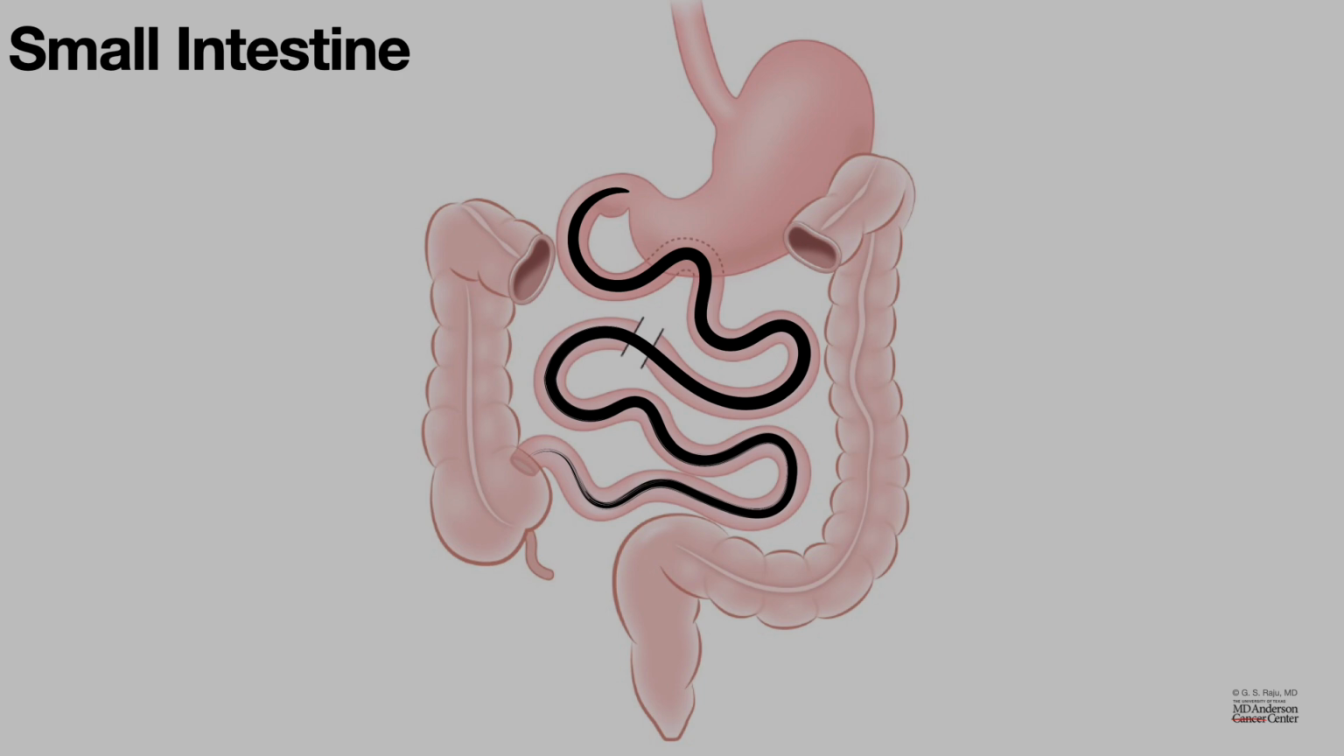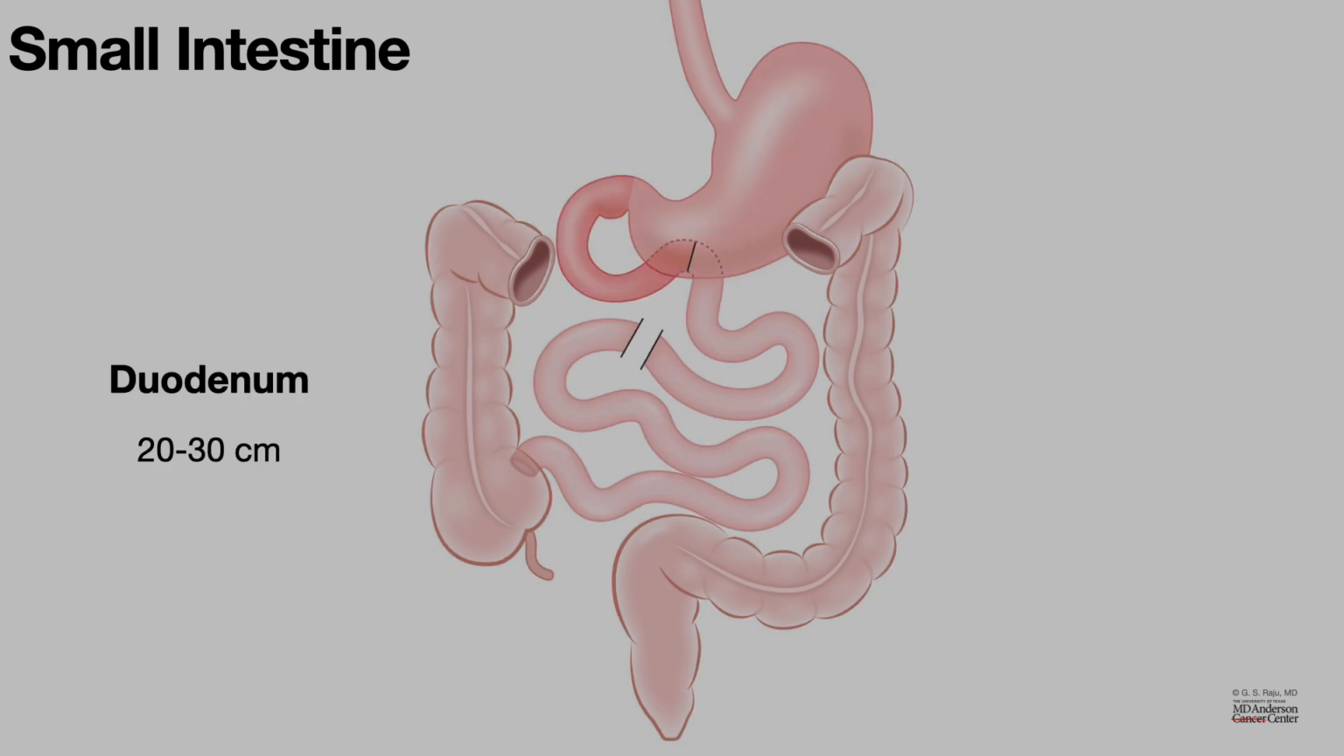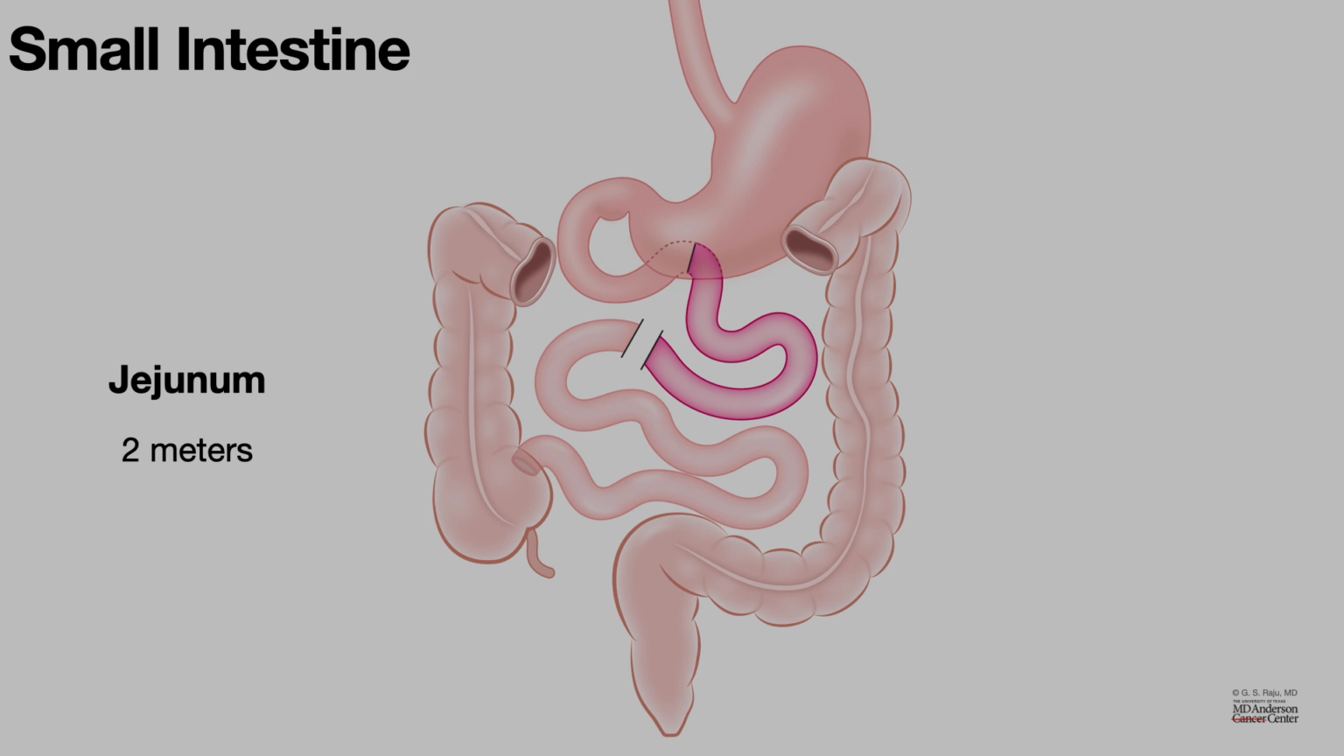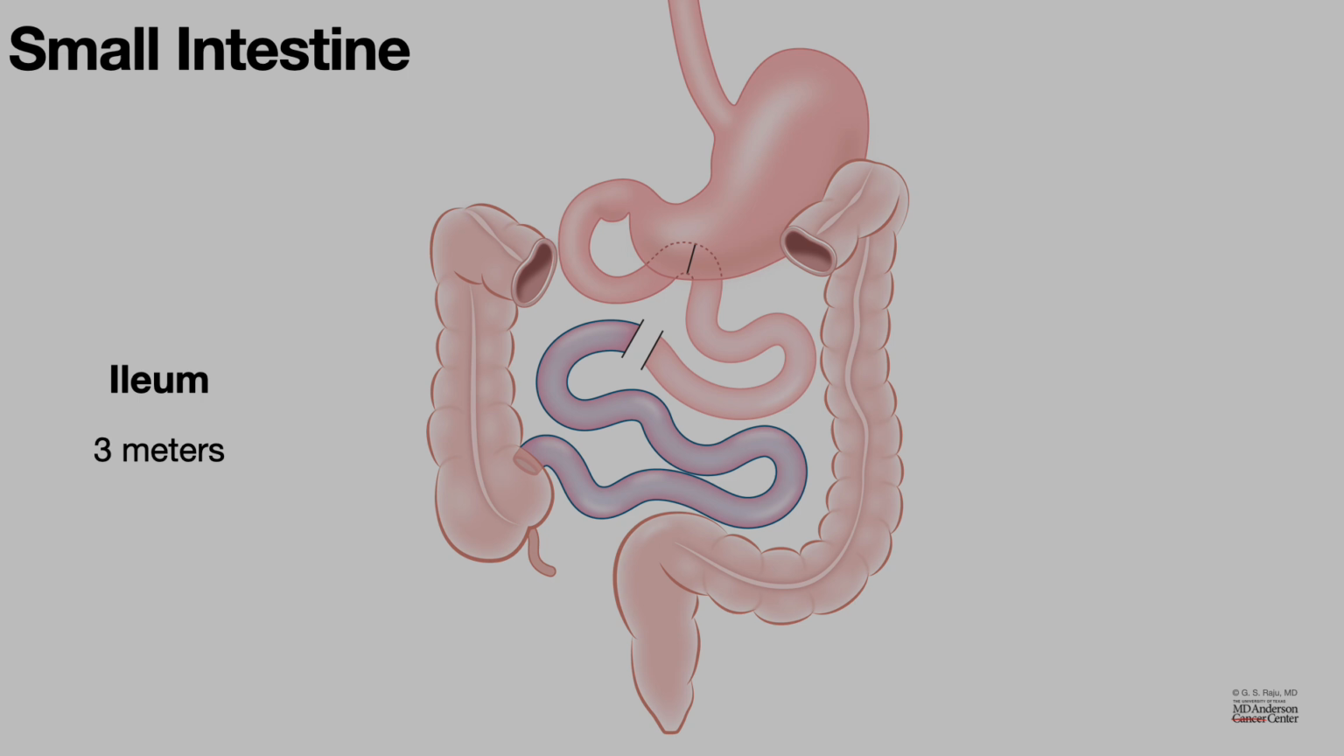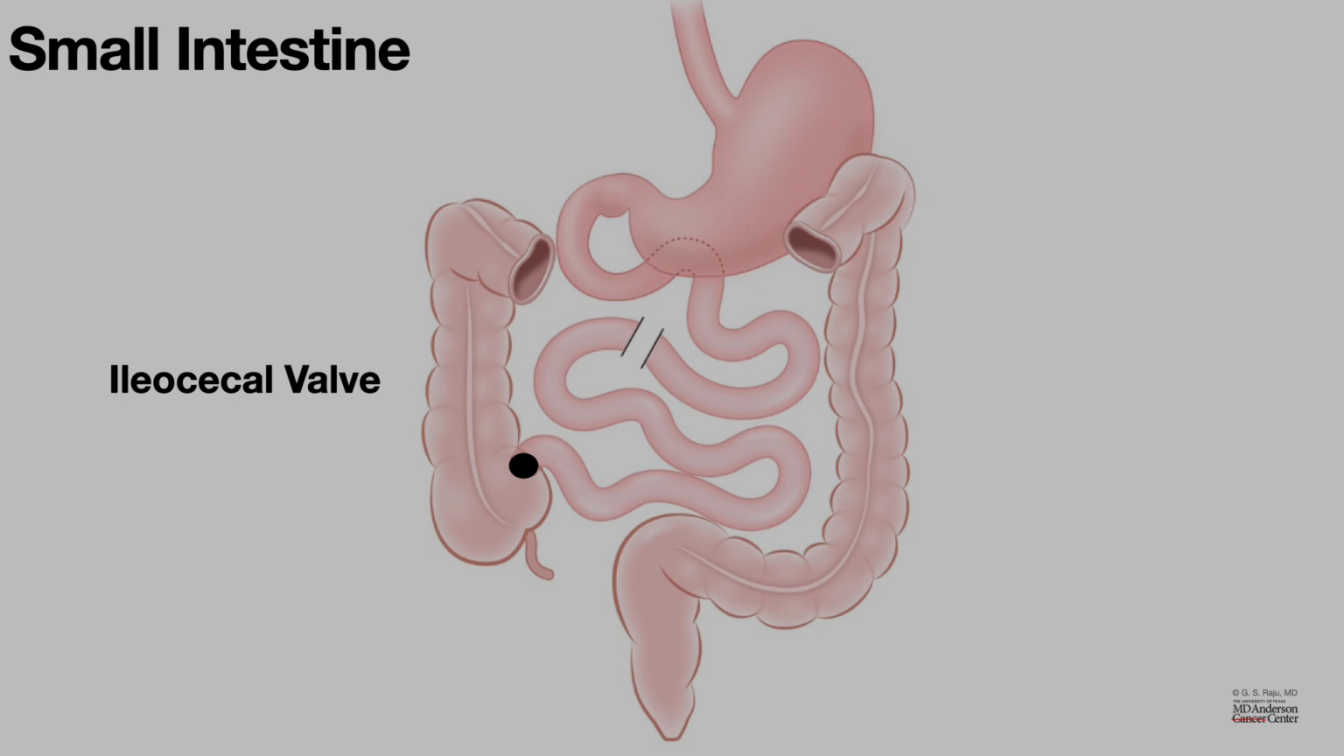That is small intestine. And it is divided into duodenum. This has a C shape, about 20 to 30 centimeters in length. Jejunum, 2 meters in length, and ileum, 3 meters in length. And the ileum enters into the colon, and there is a valve there, that is the ileocecal valve.